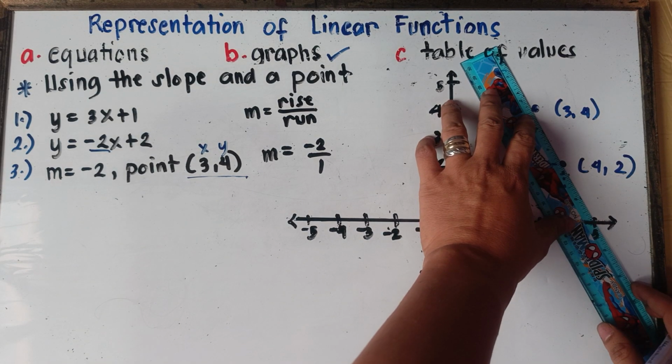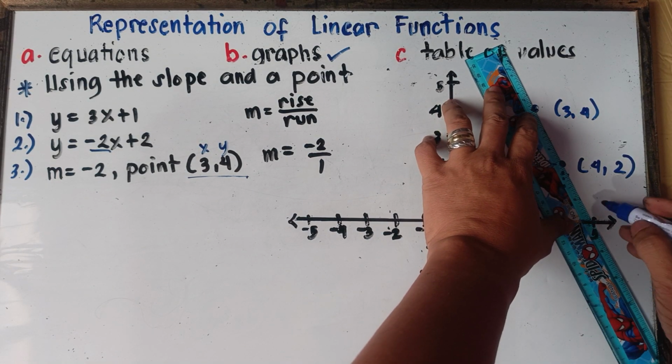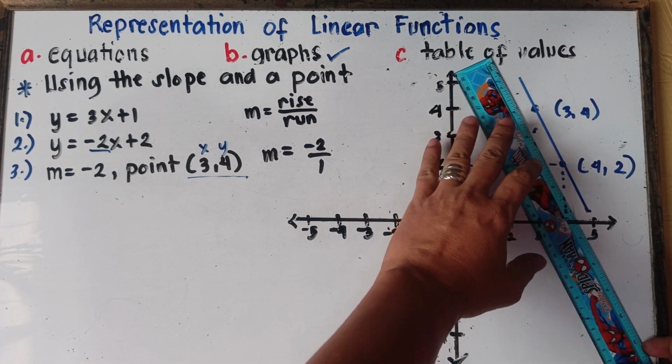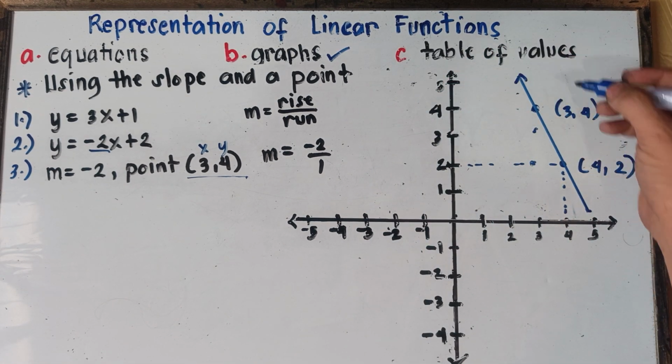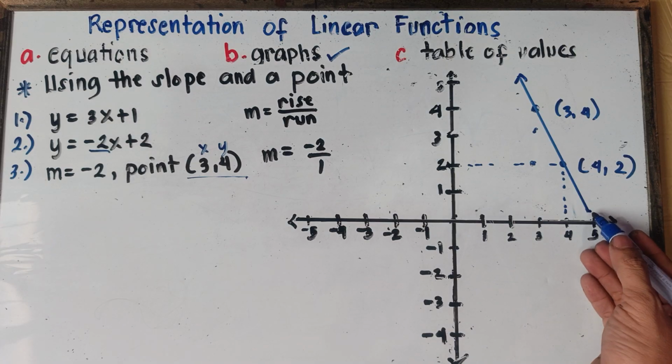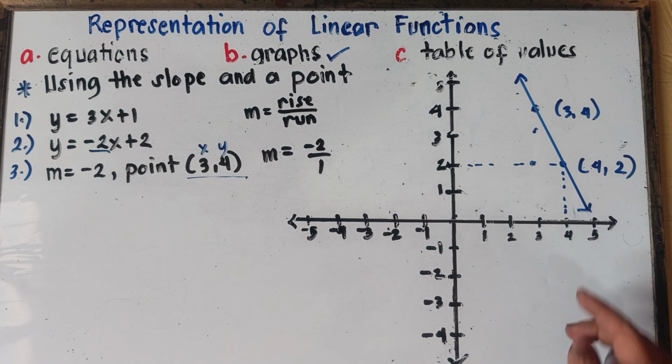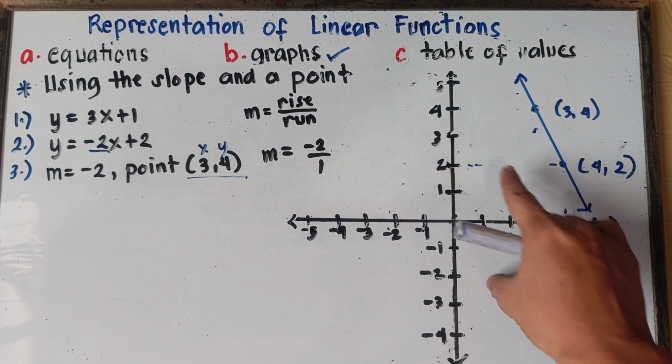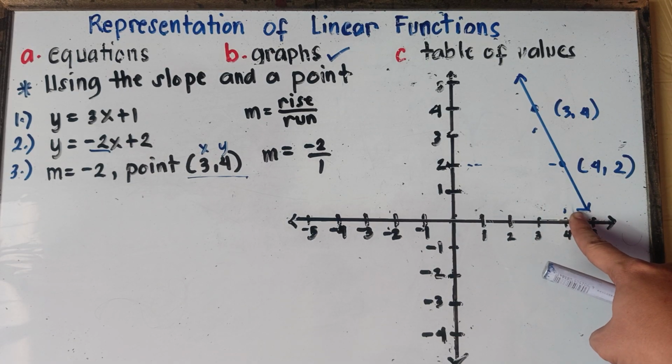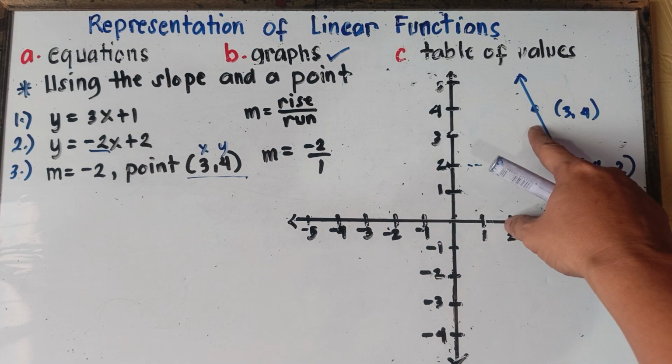And then simply connect this one, class, and then we're all set. That's it, class. You can extend the line, that's okay. Or you can put it here, only here. That would be really fine, class. It doesn't matter, because this is an arrow. It means continuous.